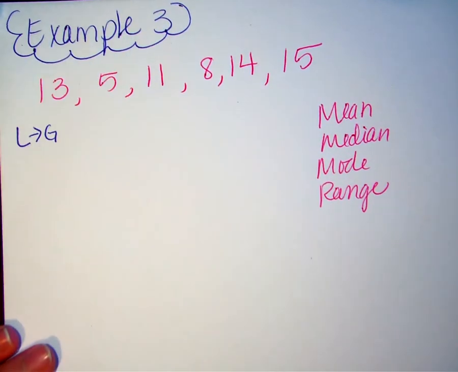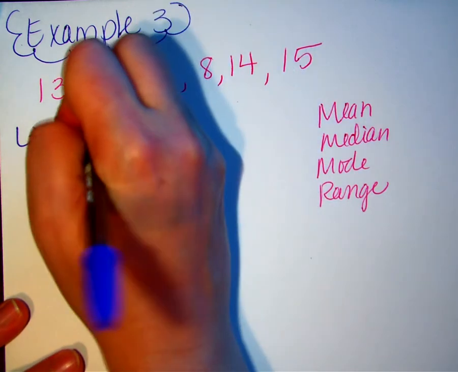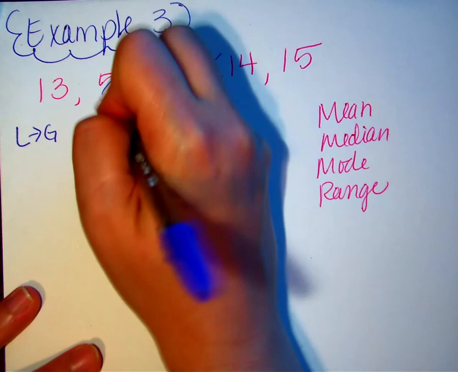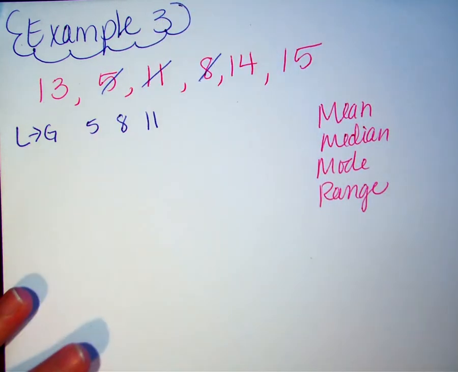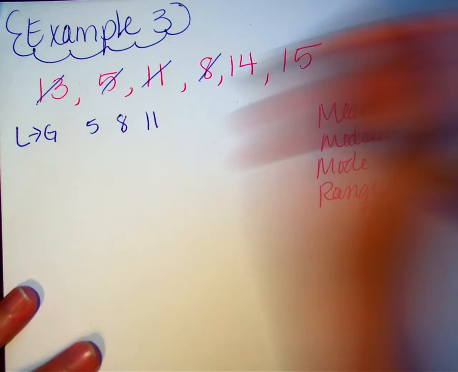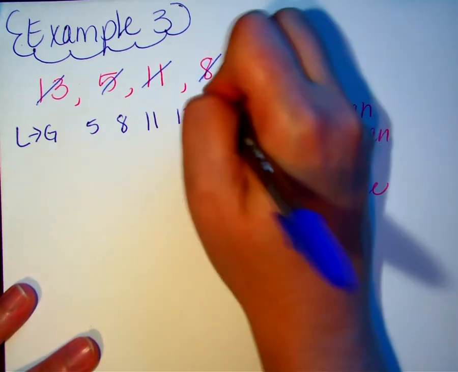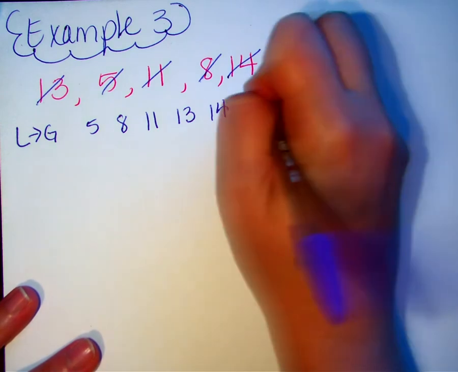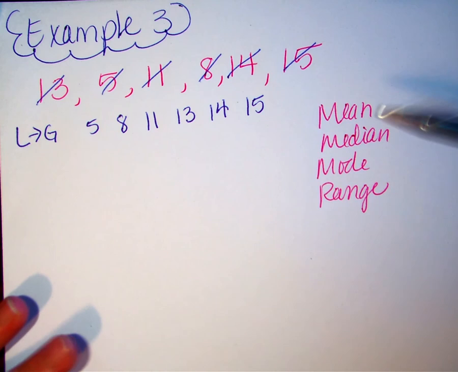So least to greatest. So smallest number in the data would be 5. So I'm going to put 5 first. I'm going to cross it off. And then I see an 8. And then 11. And then a 13. And then a 14. And then my 15. And I always double check to make sure I haven't left any numbers off.